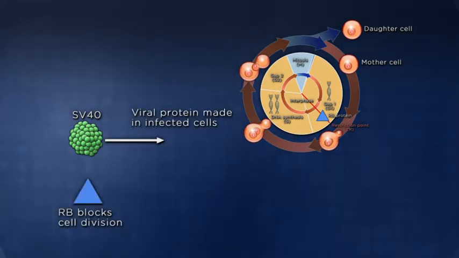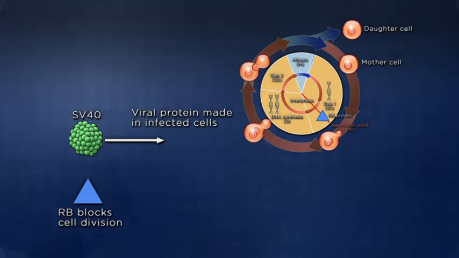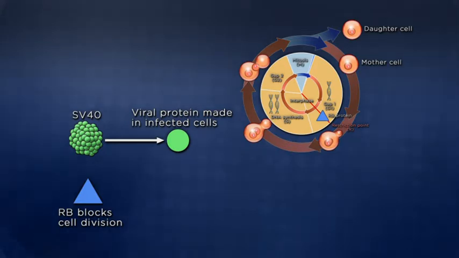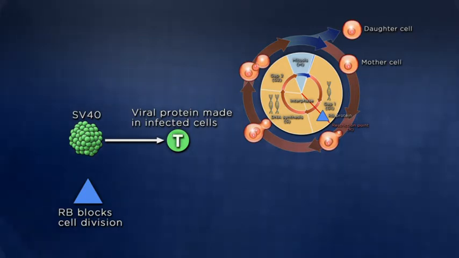RB is present in the cell cycle. RB is a protein that blocks, it's a tumor suppressor, it blocks cell division, correct? It blocks a cell from going and making its DNA and going on with the cell cycle. When people looked at what SV40 did, it makes a viral protein called T, or transformation, that transforms a cell into a tumor cell.